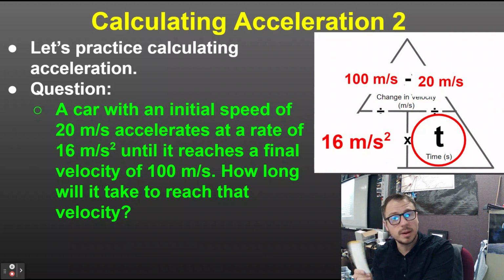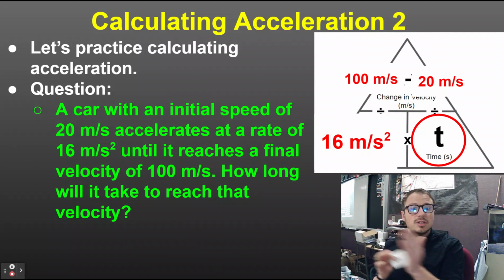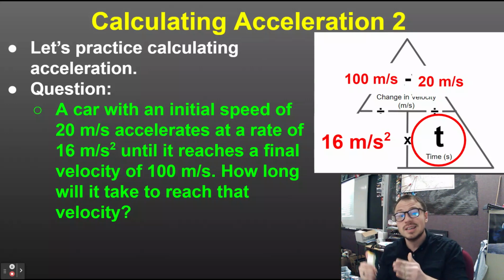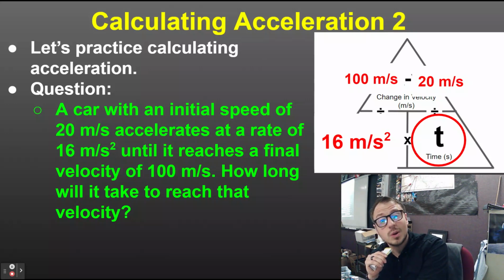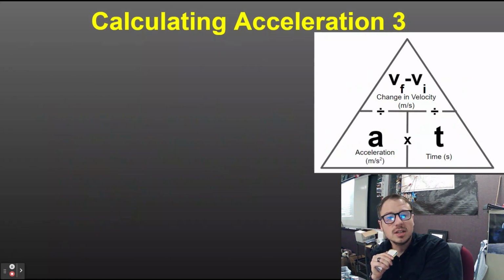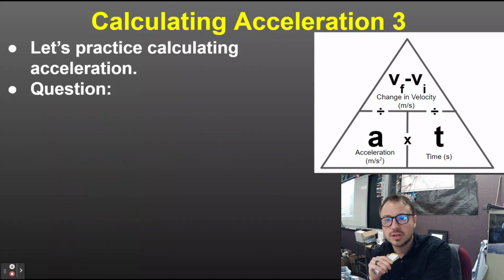Now think of it this way. Remember, velocity, like I'm telling a story. At the end of the story, it's going 100 meters per second. At the beginning, it's going 20. 100 minus 20 divided by 16 is 5 seconds. So let's take a look at this last one. Now, the last one is a little bit tricky, right?